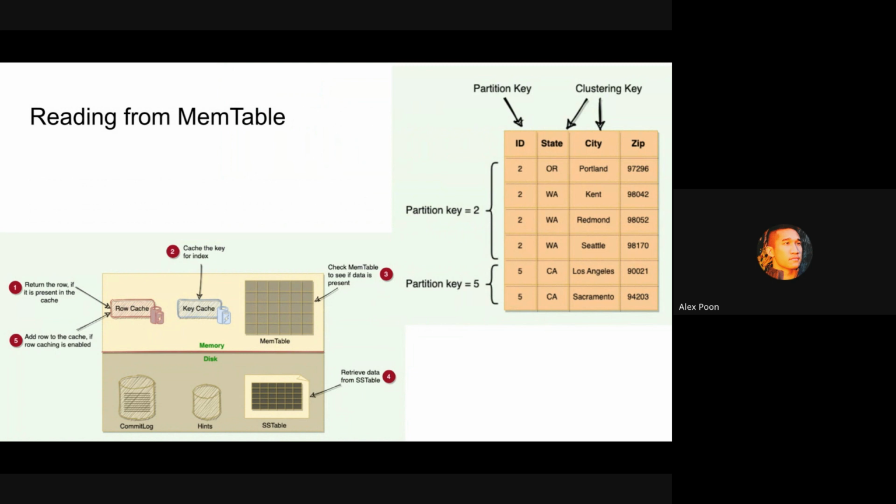So you can also see here from the diagram: 1, we return a row if it's present in the cache. 2, we cache the key for the index. 3, we check the mem table to see if the data is present. 4, we retrieve the data from the SS table. And 5, we add the row to the cache if row caching is enabled.